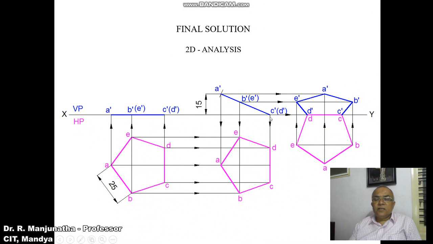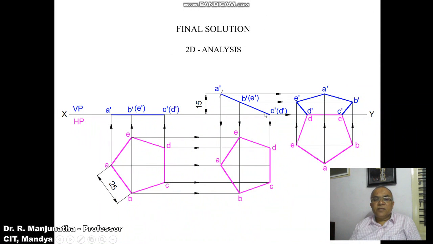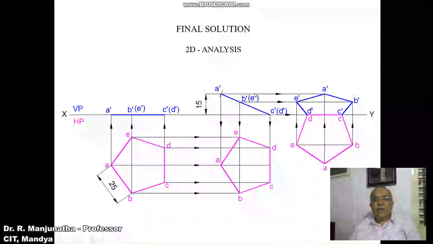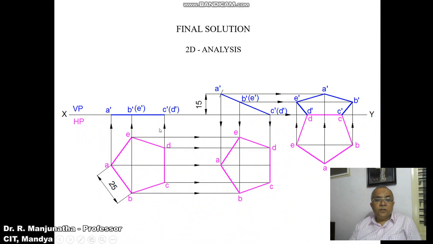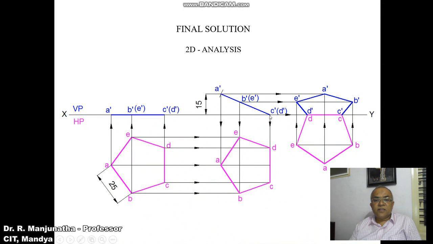Since the side is on HP, consider any convenient distance and mark this point as C dash D dash. Then from the XY line, measure a distance of 15 mm in the vertical direction and draw a horizontal projector. Then using the compass with C dash as center, taking the radius of C dash A dash from the first position front view, and with C dash D dash as the second position front view, cut an arc on this horizontal projector and mark this point as A dash.